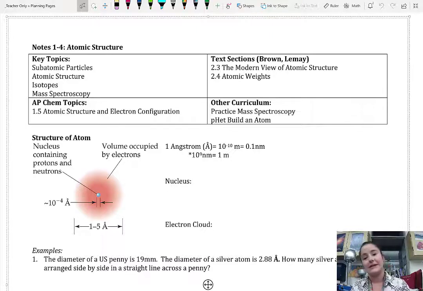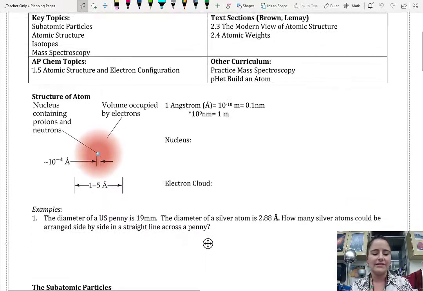Today we're going to be talking about subatomic particles, protons, neutrons, electrons. We're going to be talking about the actual structure of the atom, talk about isotopes, and the percent abundance of different isotopes, and mass spectroscopy. If you're following along in your Brown LeMay textbook, it is sections 2.3, the modern view of atomic structure, and 2.4, atomic weights. This is from AP Chem topic 1.5, atomic structure and electron configuration.